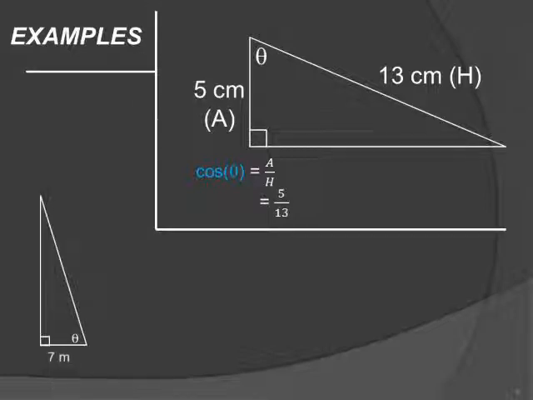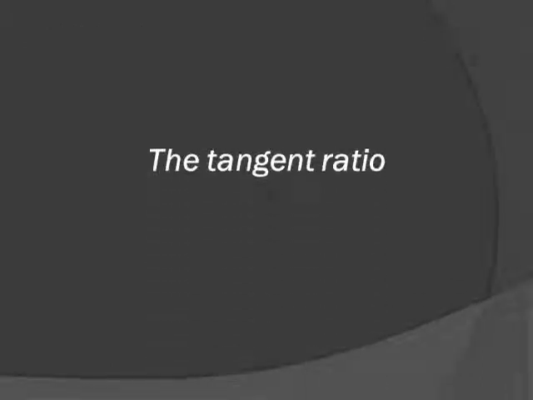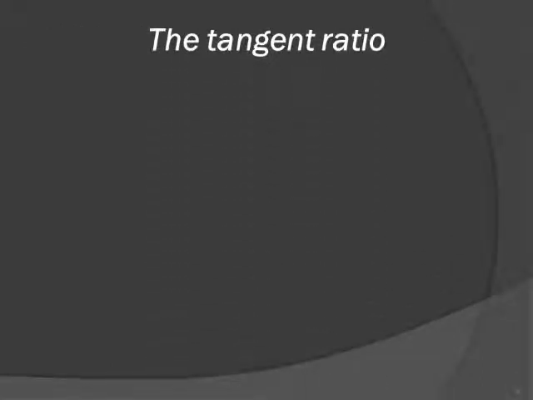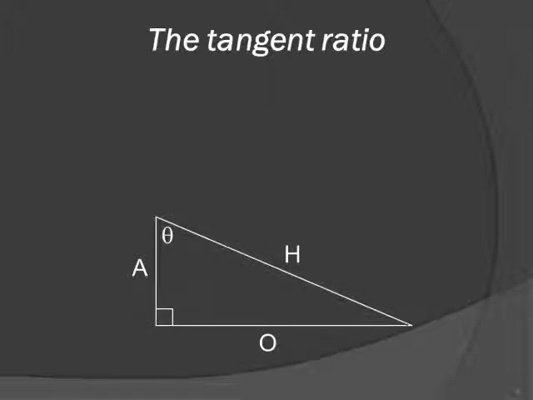In this one, we have a 7 metre base. We have a 32 metre hypotenuse. So cos of the angle is A over H, which is 7 over 32. Tangent ratio. Here's our triangle again. Tan is defined as the opposite over adjacent.